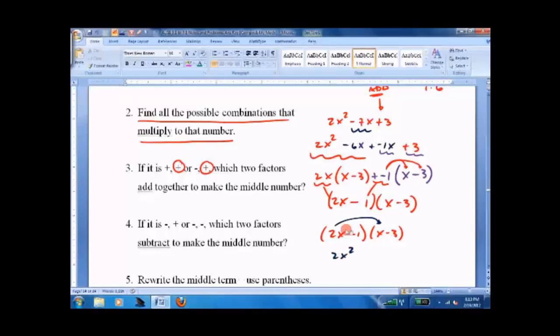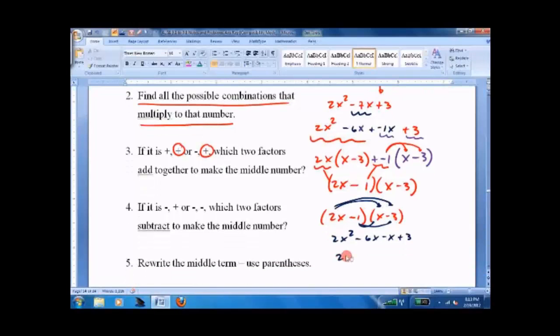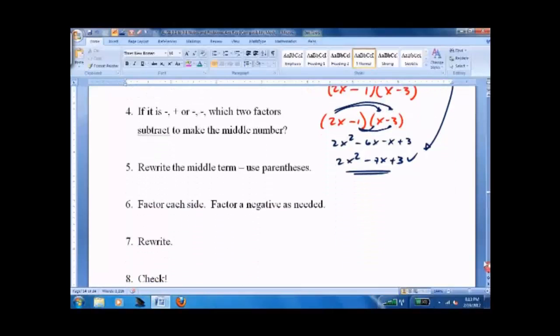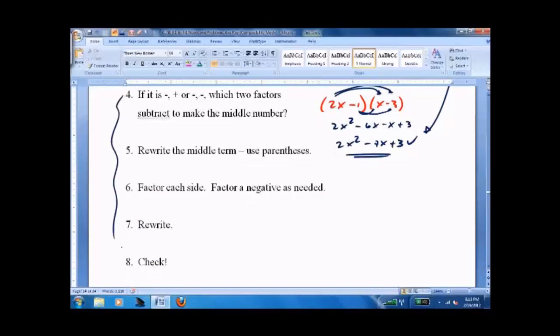2x squared minus 6x minus x plus 3. 2x squared minus 7x plus 3. Checks. That's it. This is all the rules I just went through.